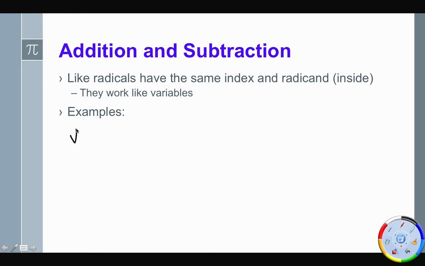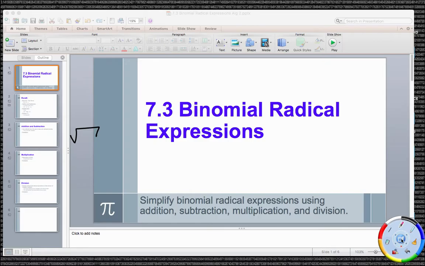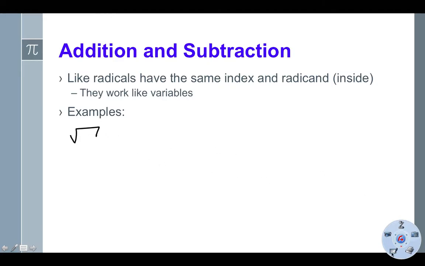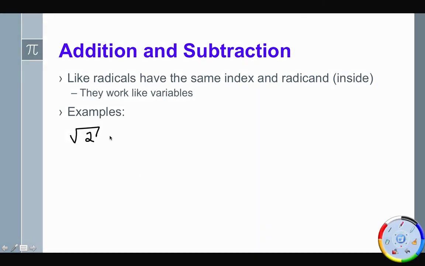So if I had the square root of 2 plus the square root of 2, these have the same index, which is 2, and the same radicand, which is also 2 in this particular case. If we were to add them together, they're going to work like variables. So if I have one square root of 2 and another square root of 2, I have a total of 2 square roots of 2.